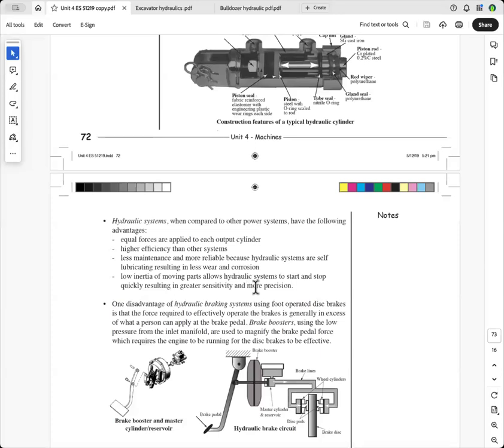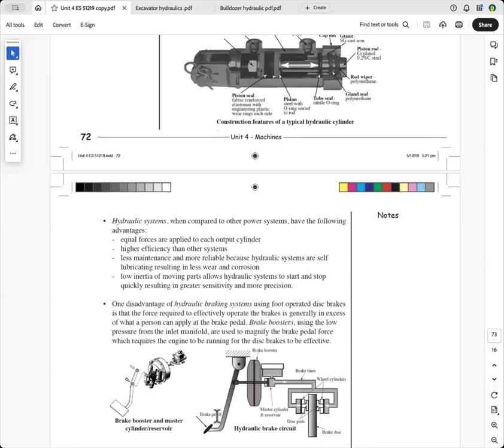And that's what I was telling you about with cranes. It will not bounce up and down because the hydraulic fluid won't compress. Now, one disadvantage, I was telling you about the brake booster. I hope you've all seen it. So this is the brake master cylinder here. This is the brake booster here. And this is the brake pedal inside the car. And this is how it actually works.